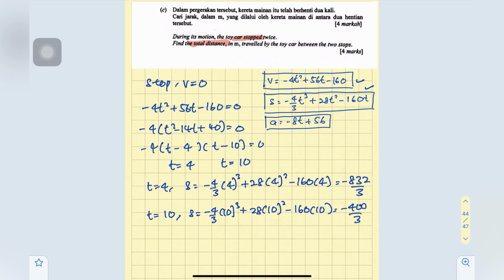Okay, this one akan dapat negative 400/3. Okay, so then to find total distance, distance always positive. Jadi kita kena letak dalam ni lah modulus. So negative 400/3 minus negative 832/3. Okay, so the final answer will be 144 meter.